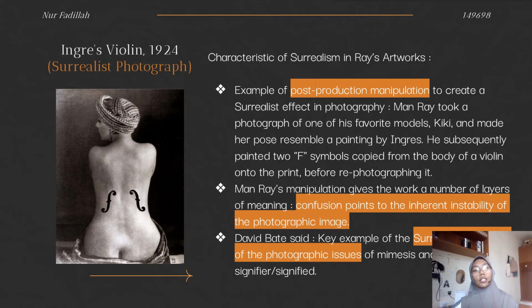One art historian named David Bate also argues that this image is a key example of the surrealist disruption of photographic issue of mimesis. So if you do not know what mimesis means, mimesis is actually a term in art used to represent, instead of saying that the artist copied a certain artwork, the artist actually represents.